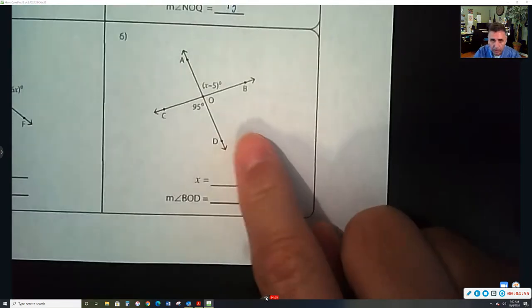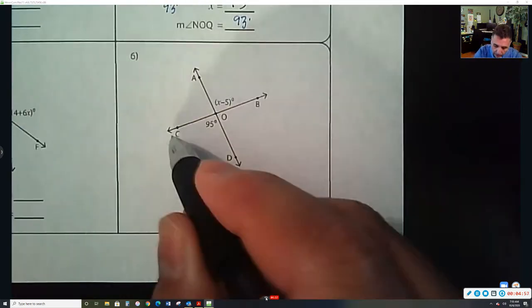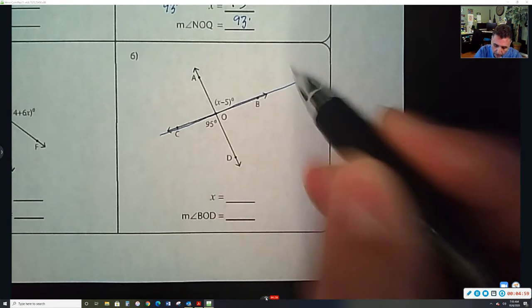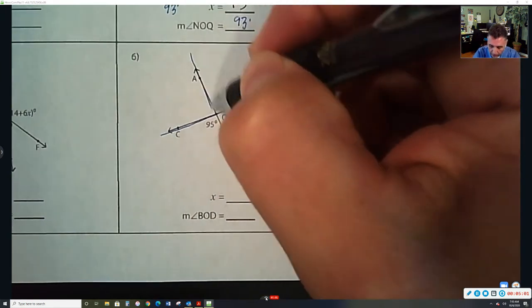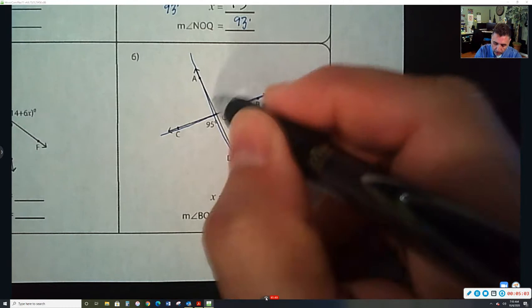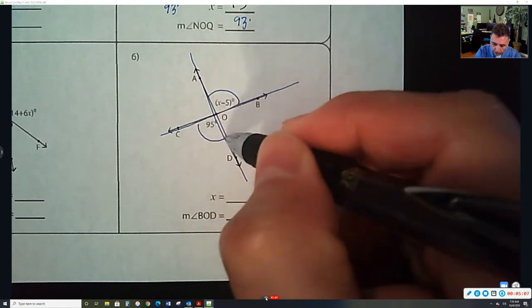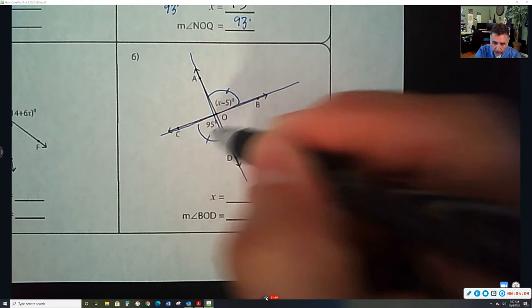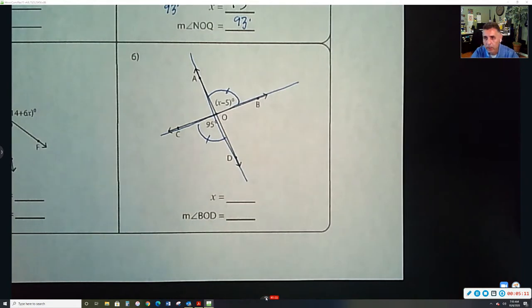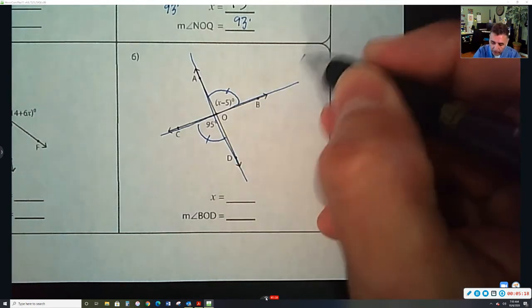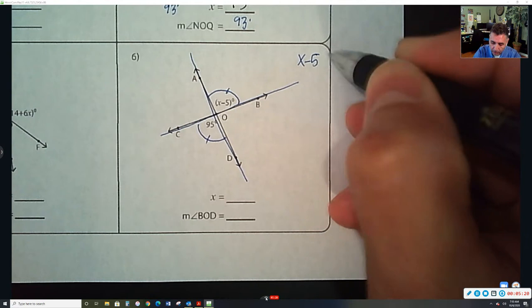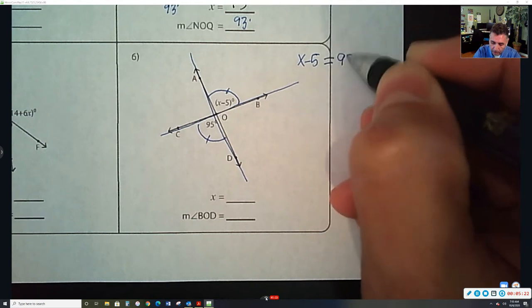But if we look at this example, see we have this line and this line that cross, which forms really four angles. But this angle and this angle are across from each other. So I know they're congruent. They're congruent because they're vertical angles, which means their angle measures are equal. So I can take the top angle and set it equal to the bottom angle.